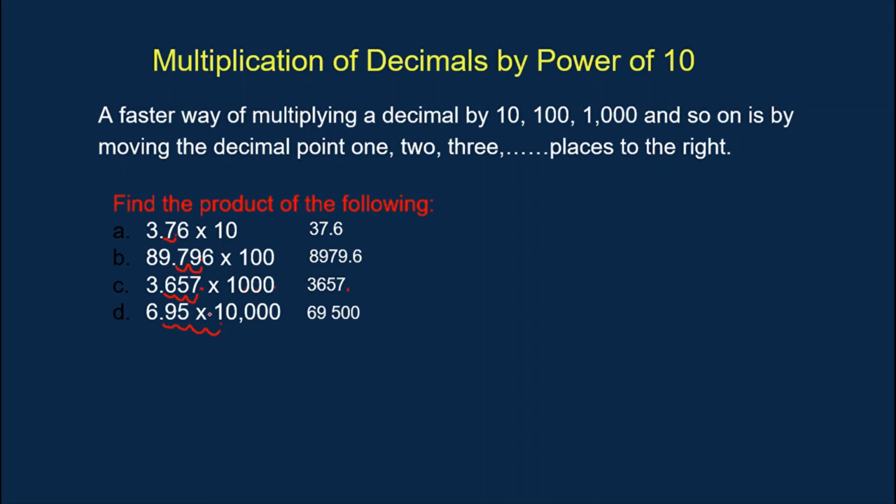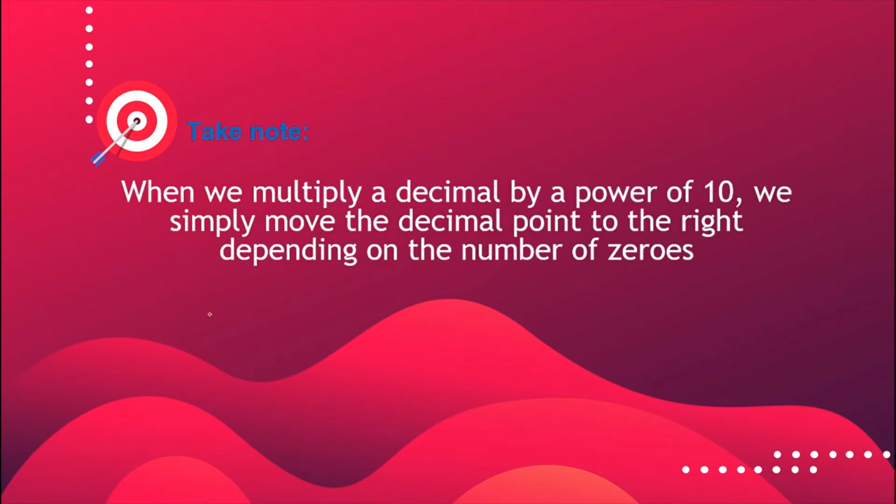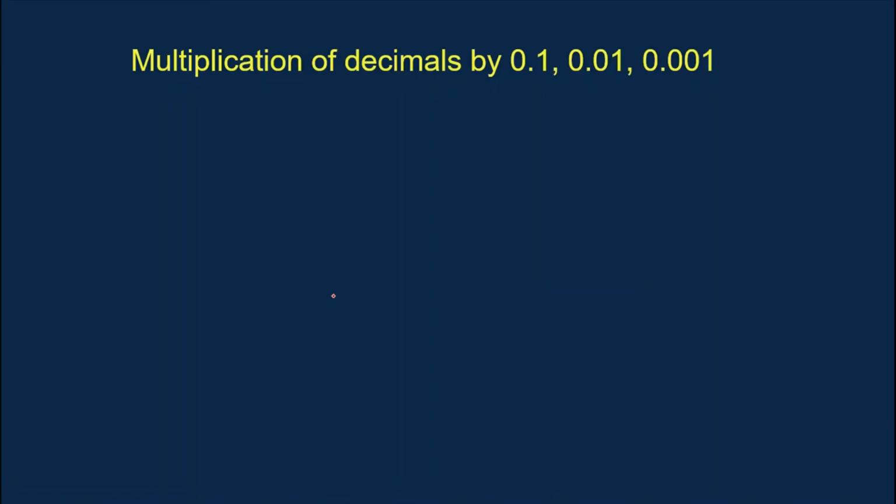Okay, so that's how we multiply decimals by the power of 10. When we multiply a decimal by the power of 10, we simply move the decimal point to the right depending on the number of zeros. Always remember, it depends on the number of zeros. If we multiply it by 10, 10 has only 1 zero, then we move the decimal point 1 place only to the right. If we multiply it by 100, then 100 has 2 zeros, then we're going to move the decimal point 2 places to the right. It must depend on how many zeros we have.